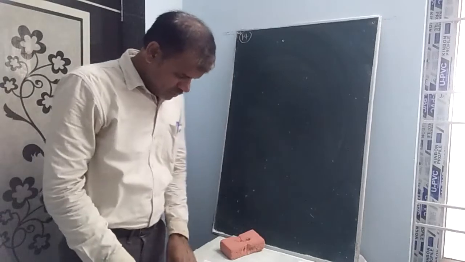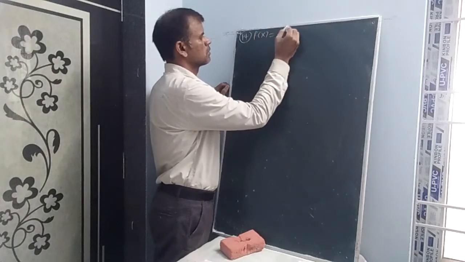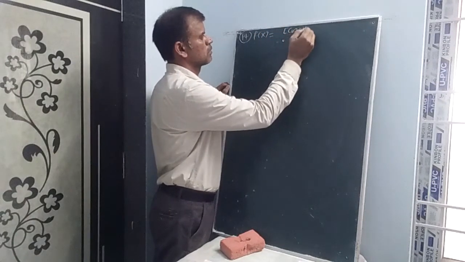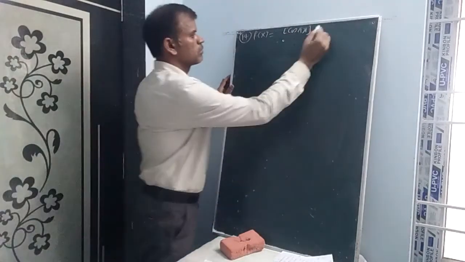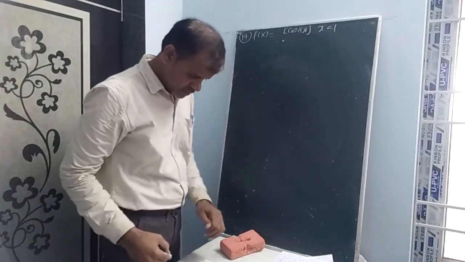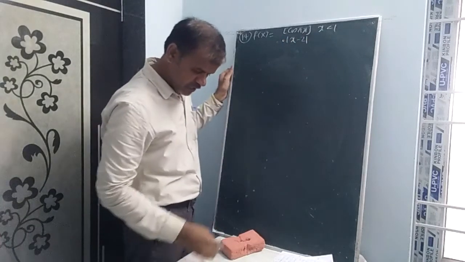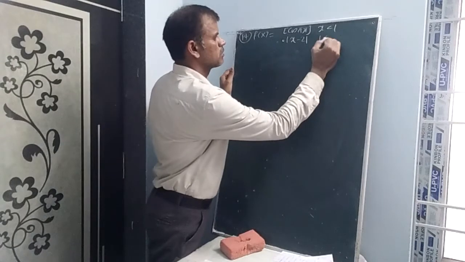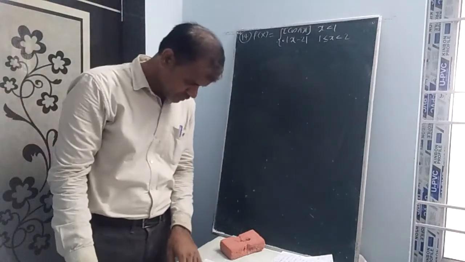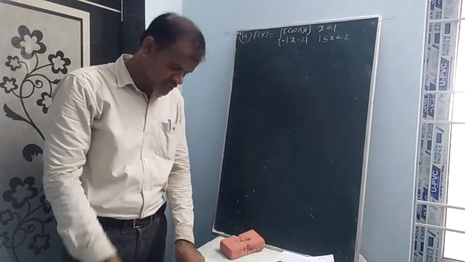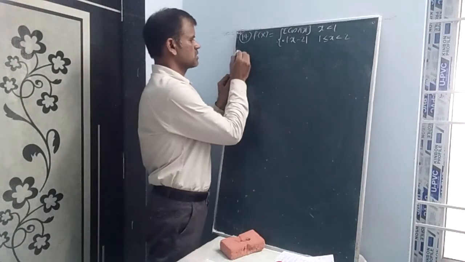f of x is equal to step of cos pi x for x less than 1, and modulus of x minus 2 for 1 less than or equal to x less than 2. This is the definition. You should take care about this sum. Discontinuous to non-differentiable. Okay, let us verify options. Total cases, how many cases are there? Let us discuss.